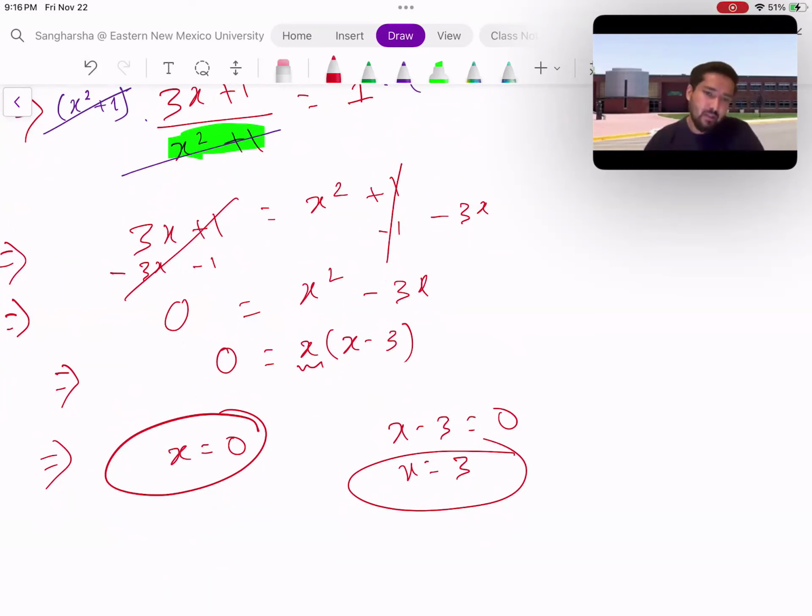Okay, yeah, both are defined. So these two are the solution for this log equation. Okay, any question for me? I think we are done here. Does anyone have any specific question?